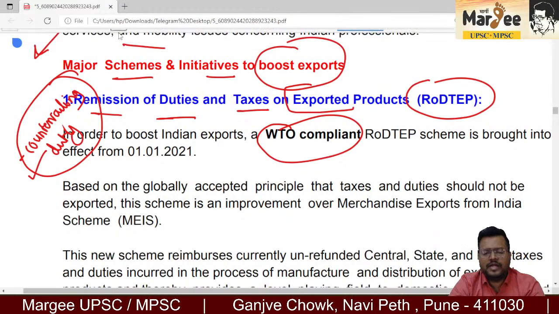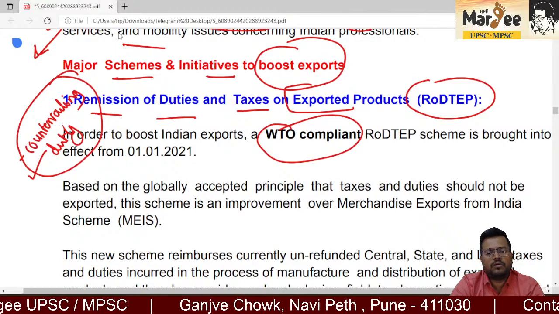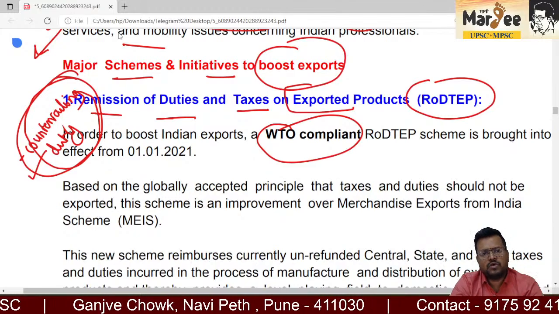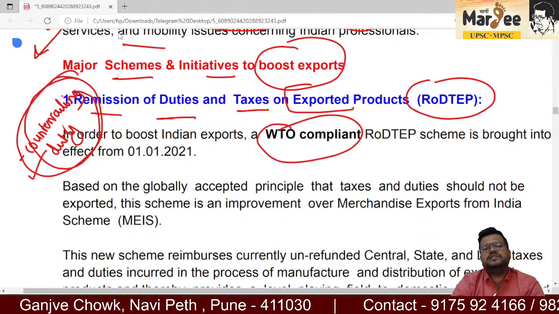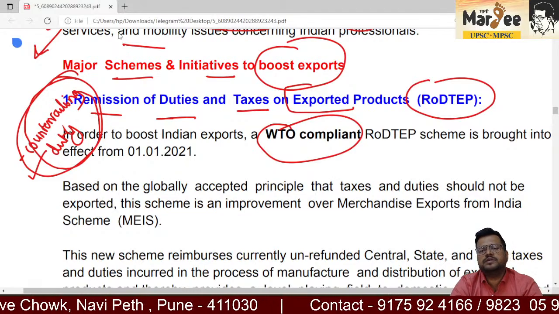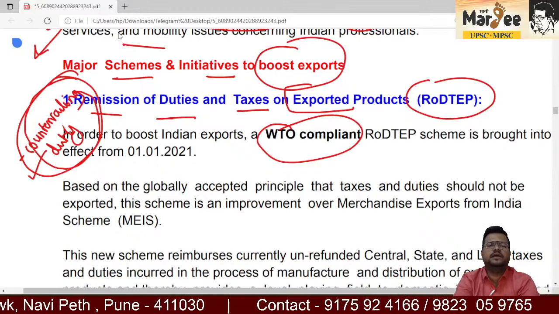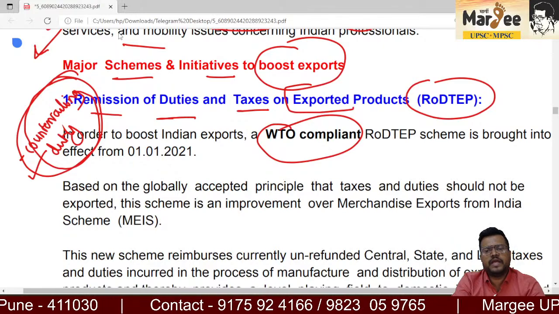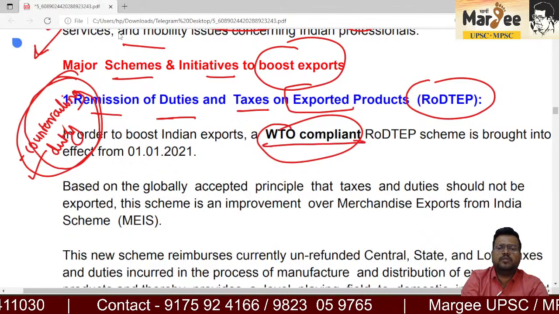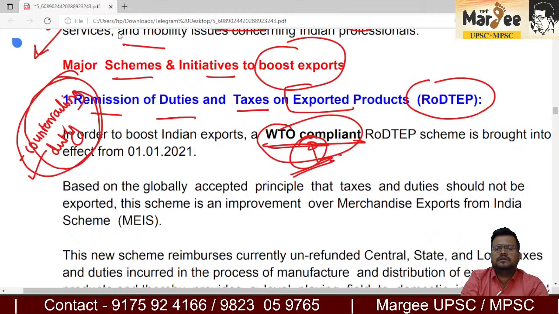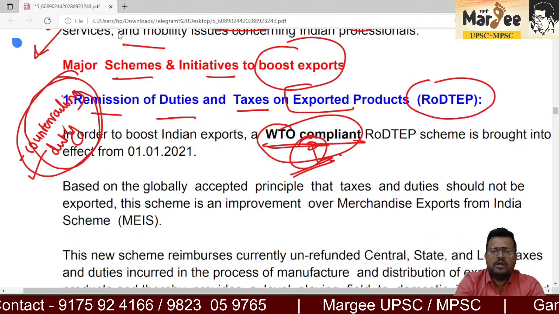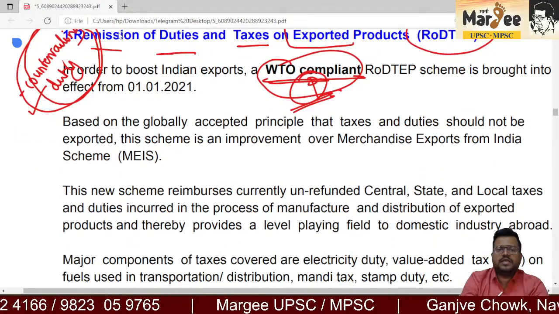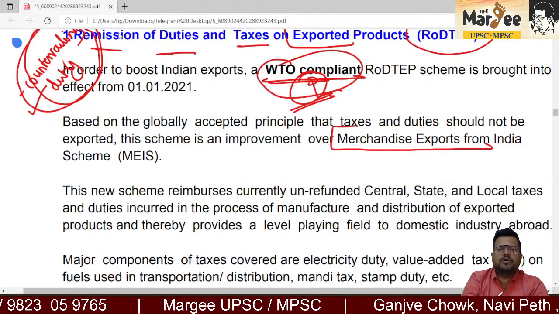You can read in various news articles that India occasionally imposes these countervailing duties on China. So it is important that whatever export measures or export boosting measures we are taking should be WTO compliant. One of the important features of this Remission of Duties and Taxes on Exported Products is that it is a WTO compliant scheme. It is not trade distorting or something that will be challenged in the WTO. It is WTO compliant. This scheme replaced the earlier Merchandise Exports from India Scheme.